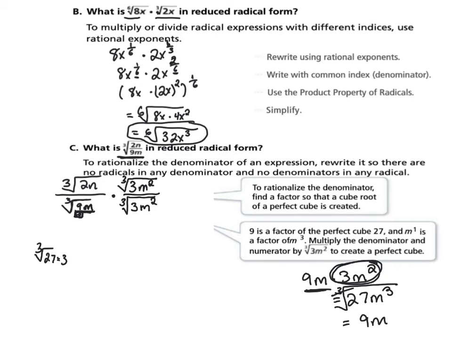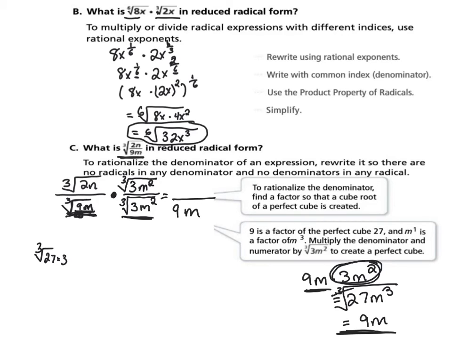So to rationalize the denominator, meaning get rid of any radical or anything like that, we need to multiply the numerator and denominator by the same thing. So when we multiply our denominators, what happens? Well, we did it down here. It canceled out to 9m, and we got rid of that cube root.